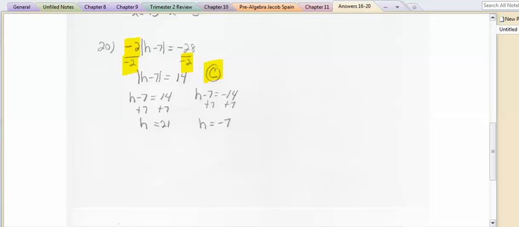It's letter C. Okay, so again, if you missed a problem, go back, study what I did. If you have questions, come see me in the morning before the test, and hopefully this will help you. Okay, and good luck on your test.